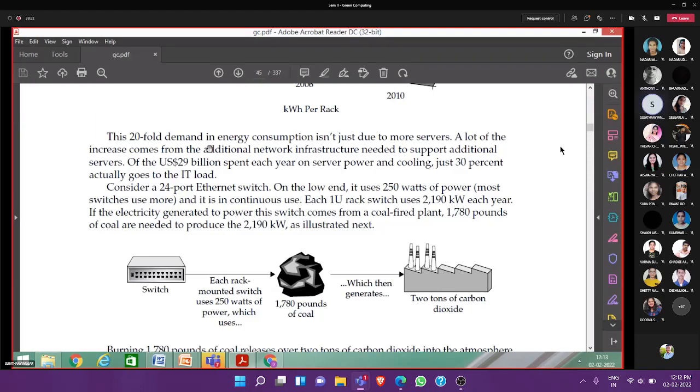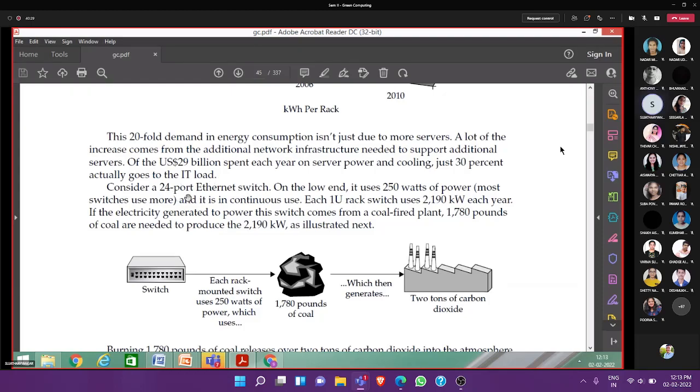So now we are studying about data center. See, in data center, there are so many servers. What they are saying is the infrastructure has to be proper. We need to plan it properly. Okay. And so many servers, but how do the servers get connected? So many ports we need, Ethernet switch we need. So everything we have to consider. So US dollar 29 billion spent each year on server power and cooling. Just 30% actually goes to the IT load.